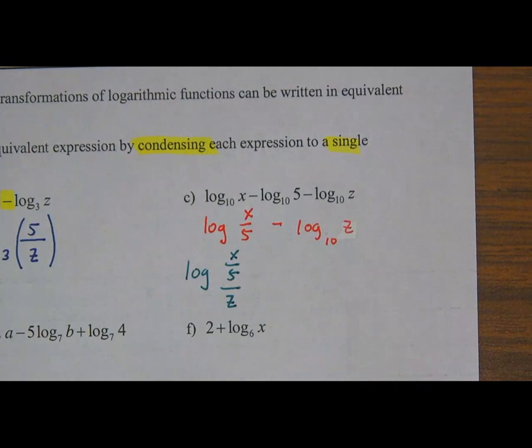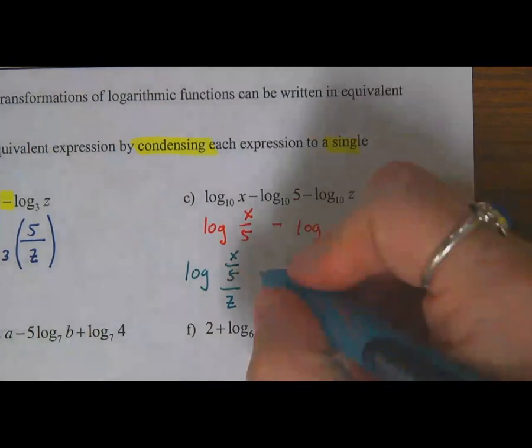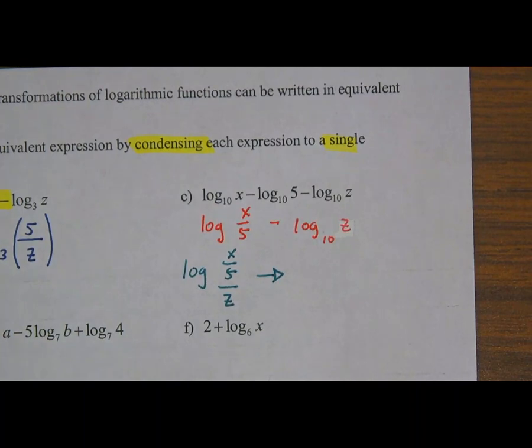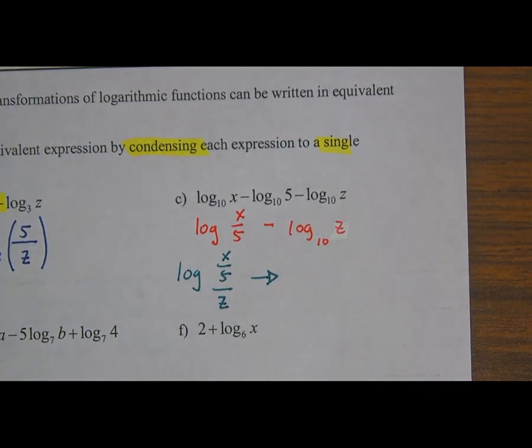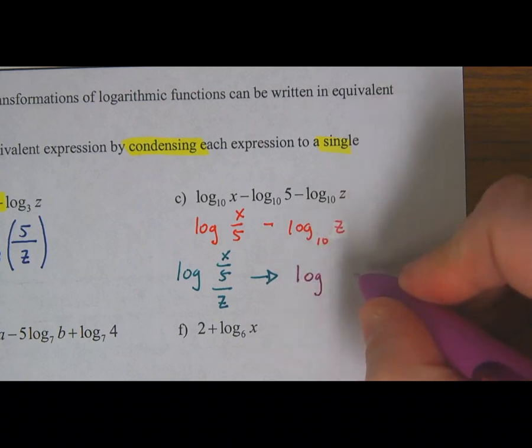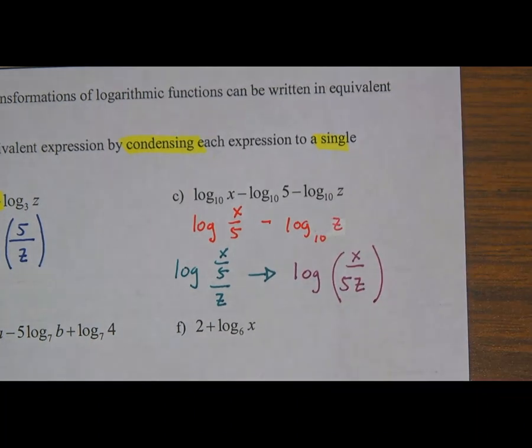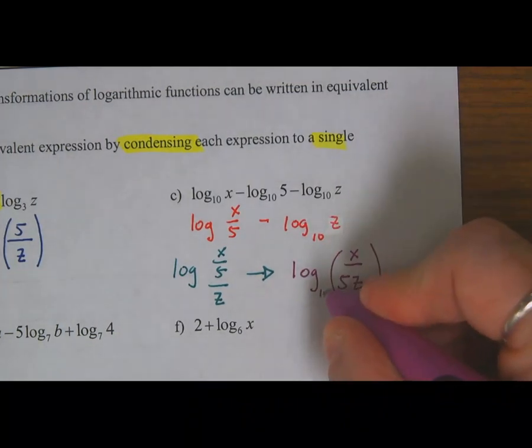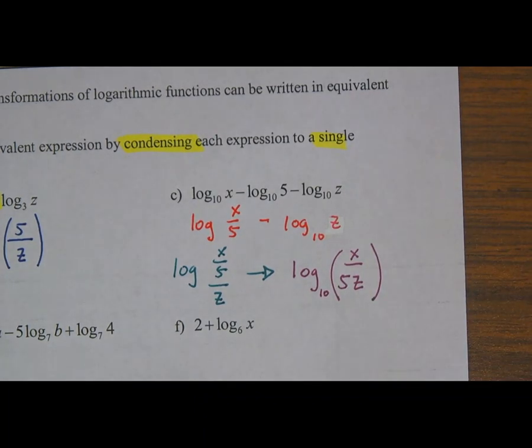We certainly don't want to leave it like that. And just because I'm out of room, I'm going to work horizontally here. x over 5 over z, there's a cool little trick that says you can just bump that z up into the denominator. That's the exact same thing as log of x over 5z. The 5 and the z are both in the denominator. So I took these 3 logs that were being subtracted and condensed them to a single log. If you feel more comfortable having the 10 there, go for it. It doesn't need to be there.